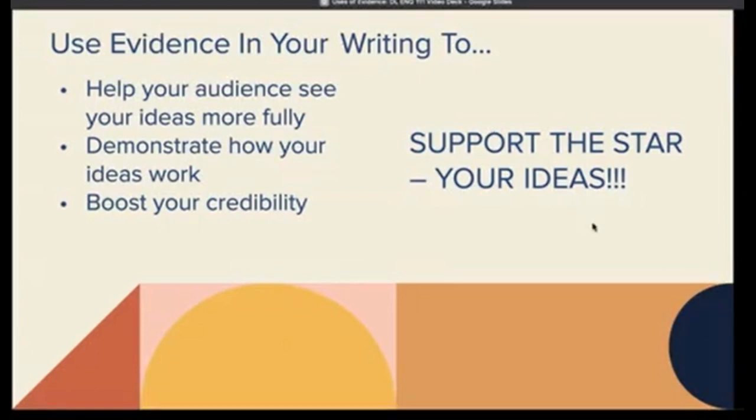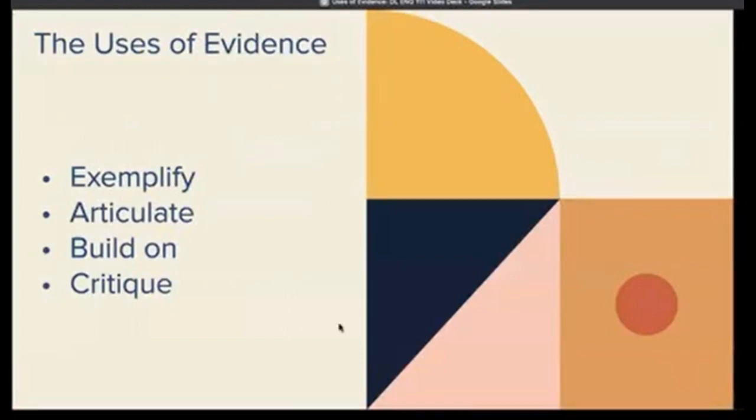So all the evidence that you're going to use in your writing is there to support your own ideas. You are not having to reproduce other people's ideas that are not germane to your topic, that don't articulate you, that don't line up with your own ideas. So basically, the traditional uses of evidence in our writing are to exemplify, to articulate, to build on, and to critique.